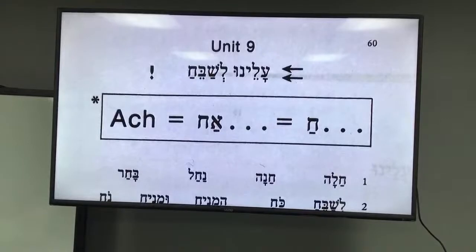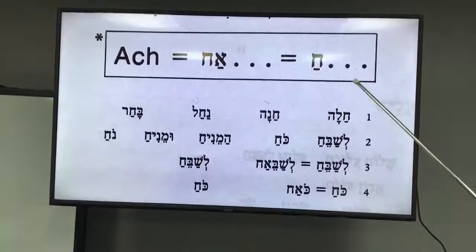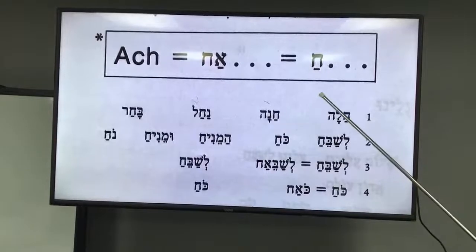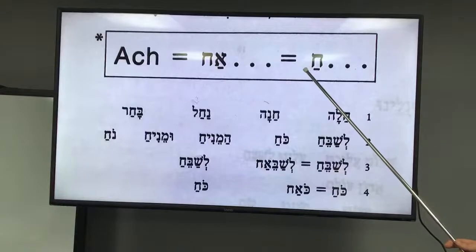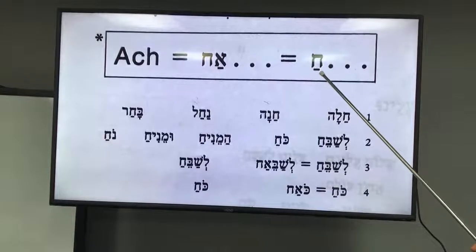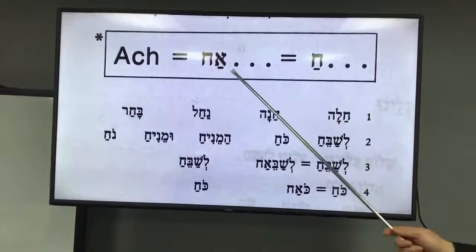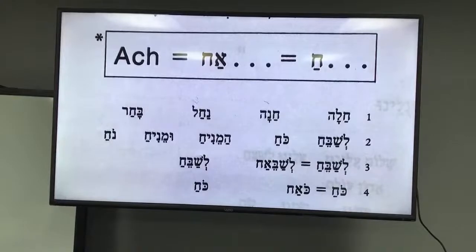Aleinu le shabeach. So we're going to learn a principle: when you see the letter chet with a line underneath it, normally you would read that and think it should be cha. But in actuality, when it's at the end of a word, it's ach. The vowel comes before, so you read it like this, ach.